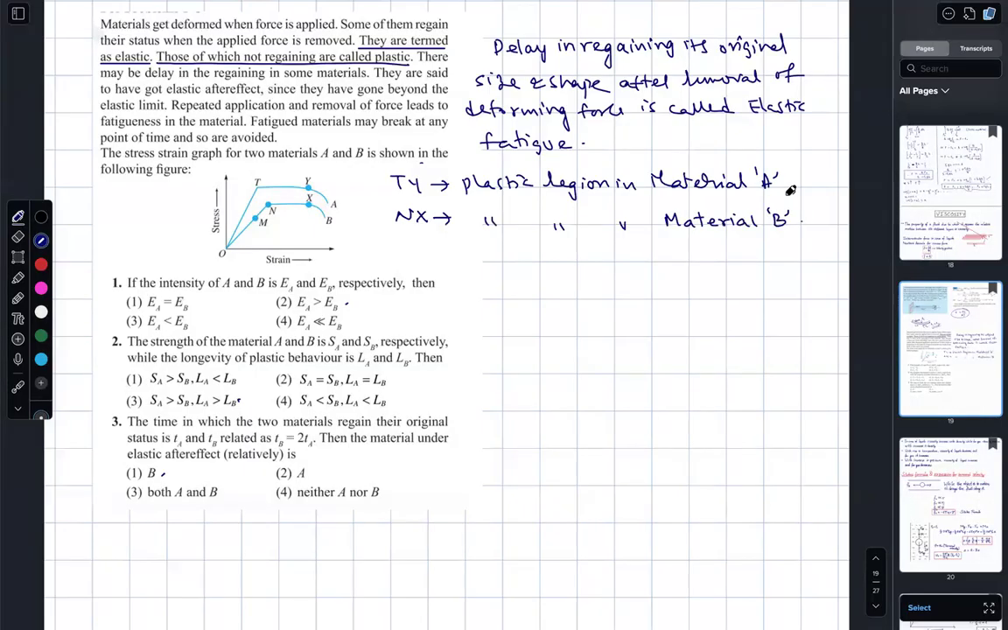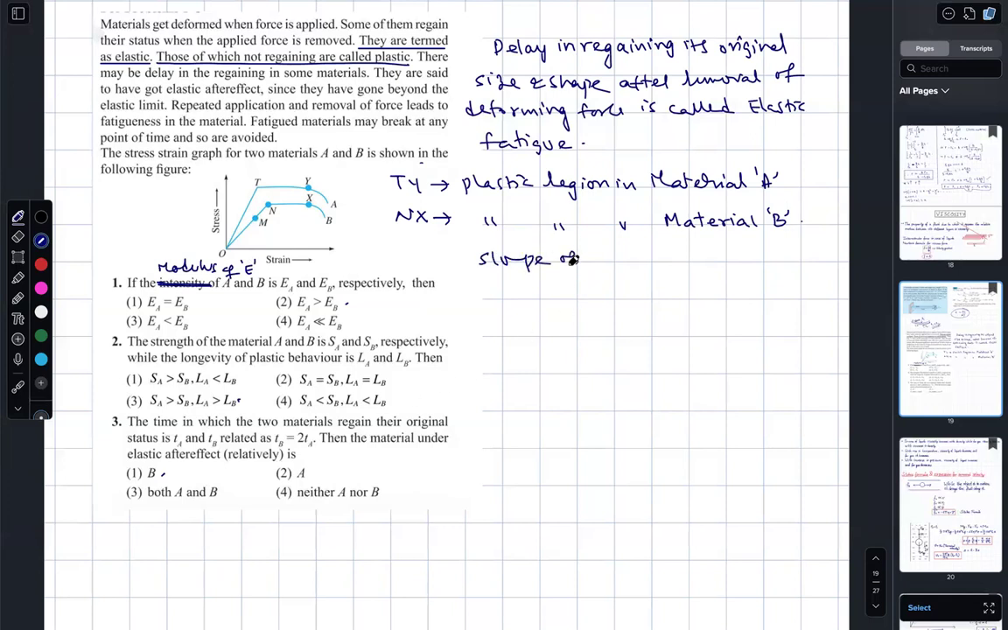Material B. Next. Here it is not intensity, I think it is elasticity. The elasticity of intensity, no. Modulus of elasticity. Obviously, very clear.